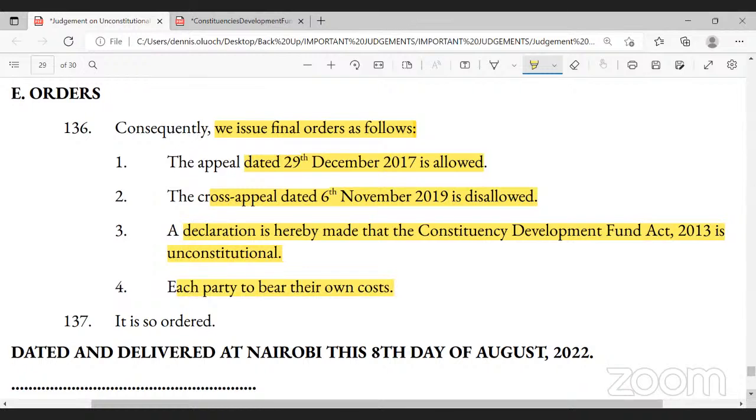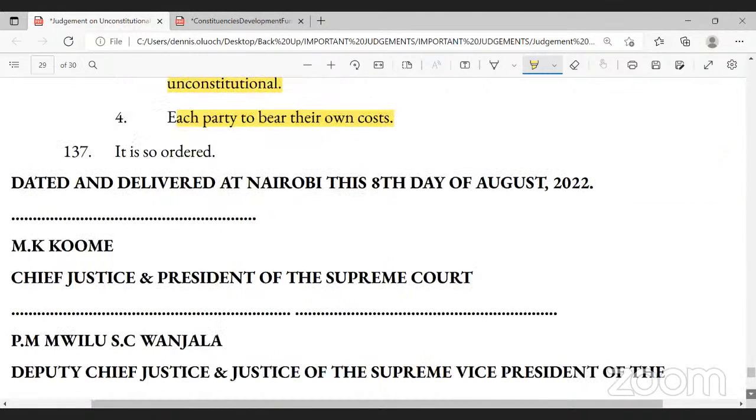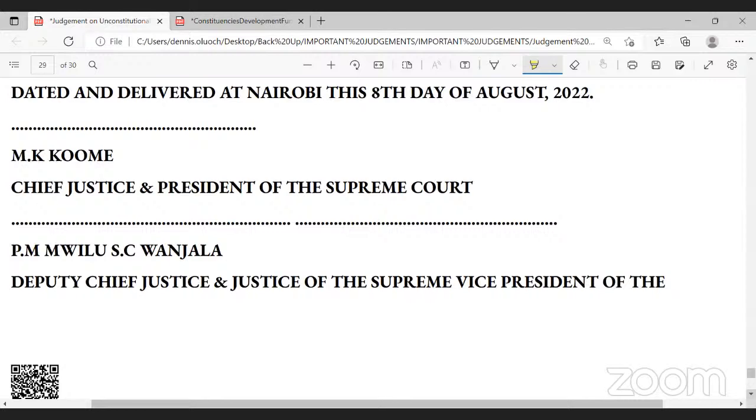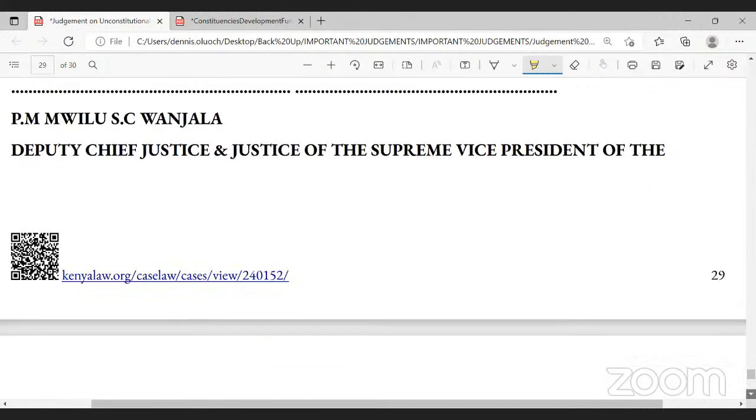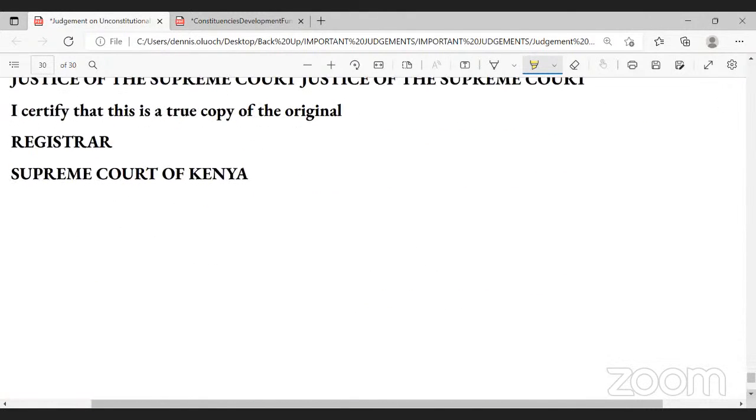And you see, that was delivered on the 8th day of August 2022. It is supposed to have been signed. Yeah. So this is a soft copy. M.K. Koome, that is the Chief Justice. We have P.M. Mwilu and all the other judges there.